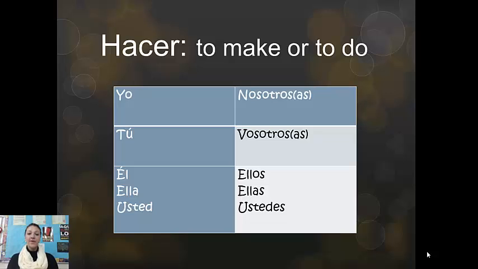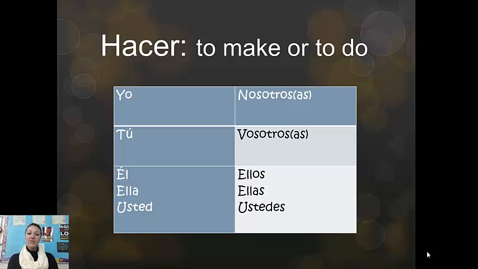So the first verb that we're going to focus on is the verb hacer. This verb can mean both to make or to do. Now a lot of times we'll see this word come up in questions such as what did you do yesterday or what did your family do on vacation? Or we could use it with phrases like hacer la cama or hacer la tarea or hacer la maleta. It can have a whole bunch of different meanings when it's put into a phrase. So let's get to its conjugations.